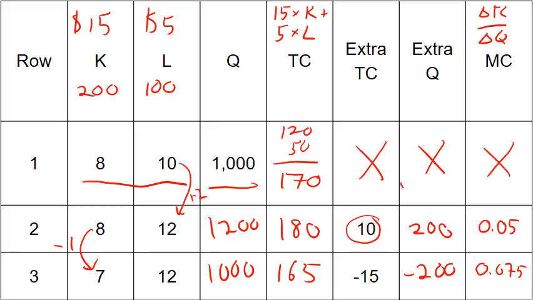Let's compare rows 1 and 3. I'll do it in purple. Rows 1 and 3, output remains constant. I started at 1,000, I wound up at 1,000. But notice, my total cost went from 170 down to 165. I was able to reduce total cost while keeping output at 1,000 by hiring more L and less K.